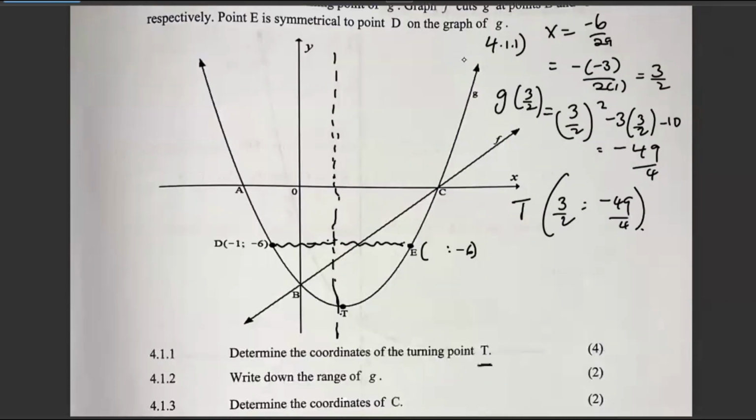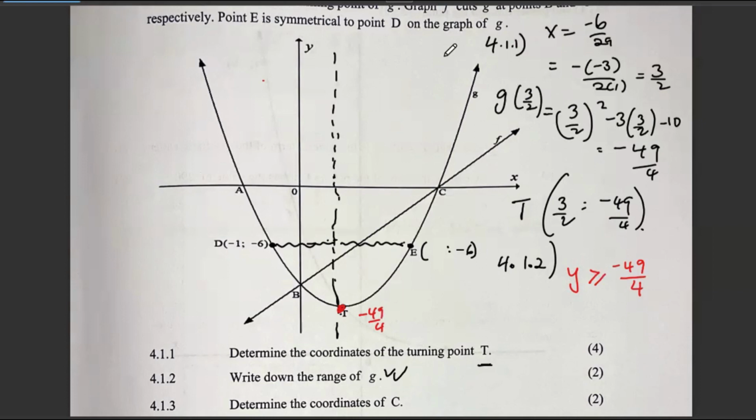All right, then 4.1.2, they want us to get the range of g. When you talk about range, you're basically discussing the y values or the output values. Now, since this graph is a smile, and we have the lowest y as -49 over 4, anything above -49 over 4 will be valid for this graph. So that is how we would represent that.